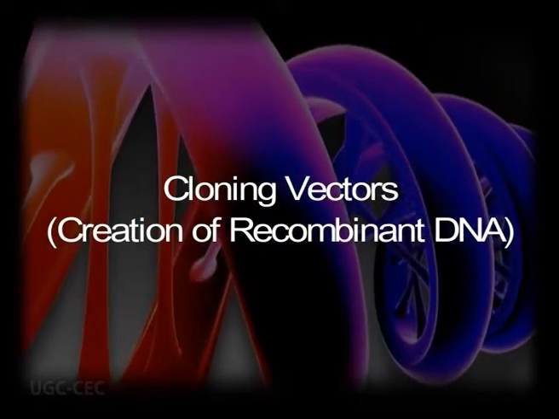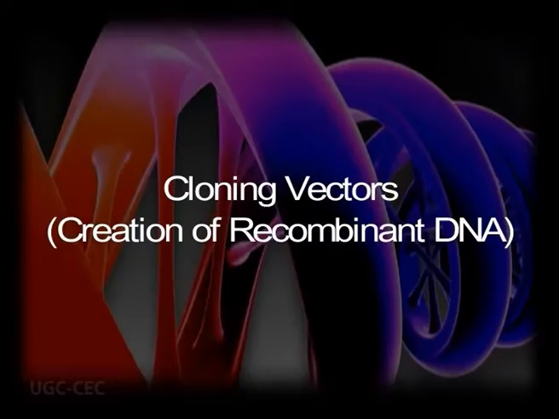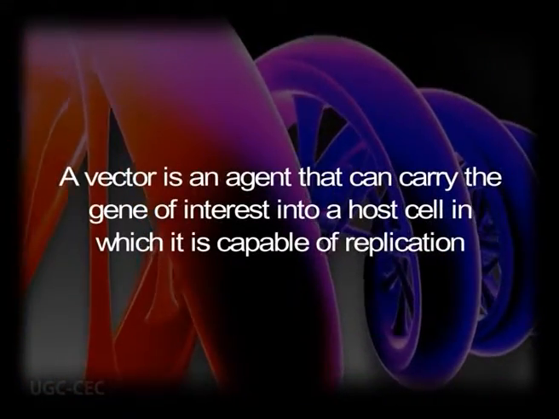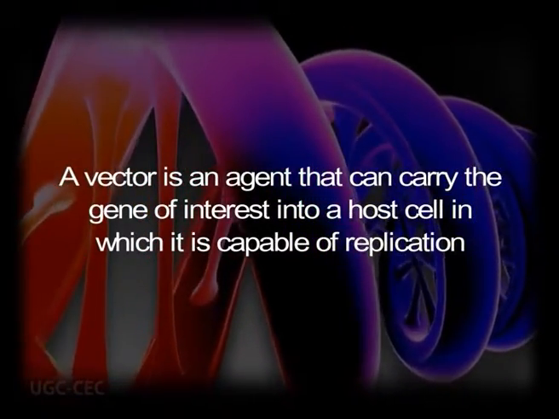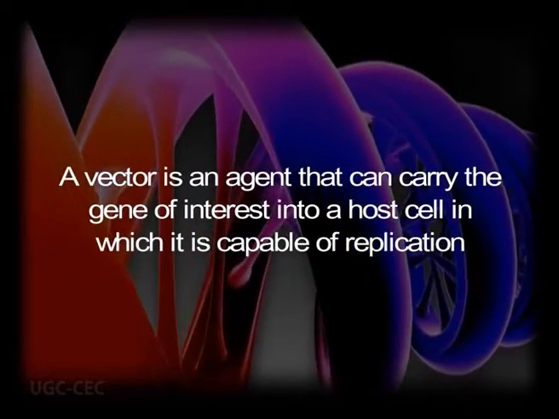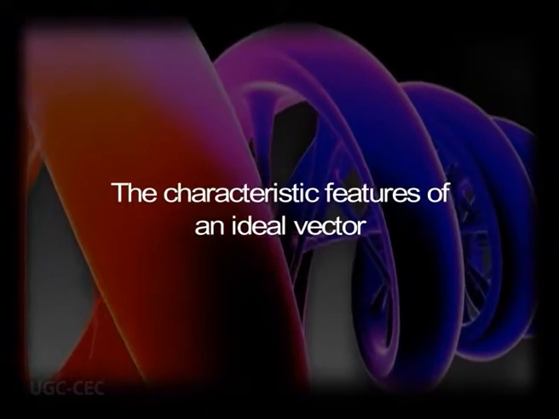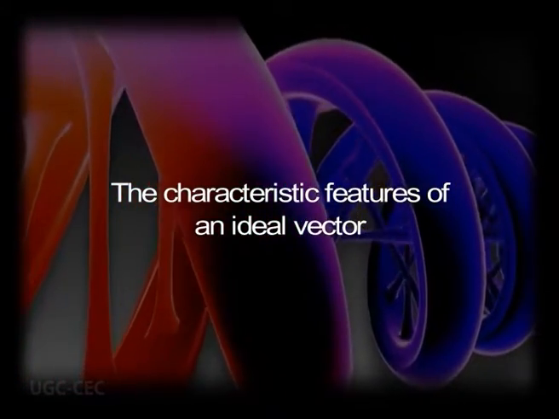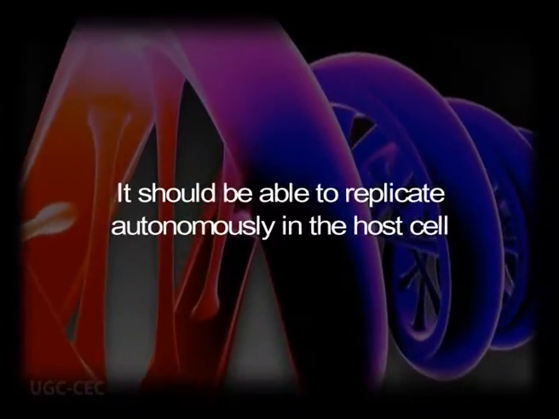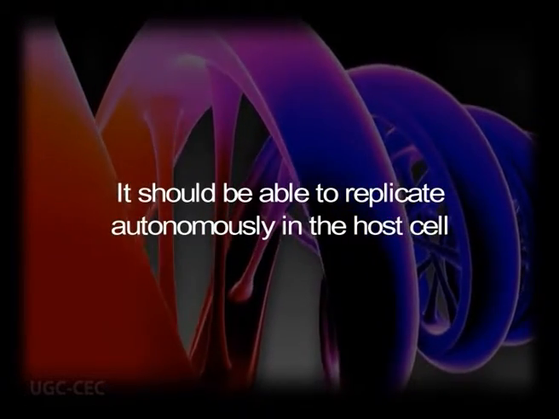After the gene of interest has been isolated, the next step is to insert this gene into a suitable vector in order to create a recombinant DNA molecule. A vector is an agent that can carry the gene of interest into a host cell in which it is capable of replication. The characteristic features of an ideal vector are: number one, it should be able to replicate autonomously in the host cell. That is, it must have its own origin of replication.